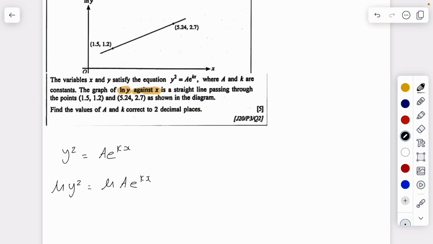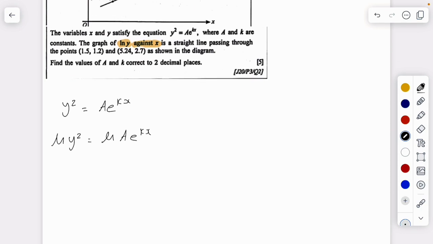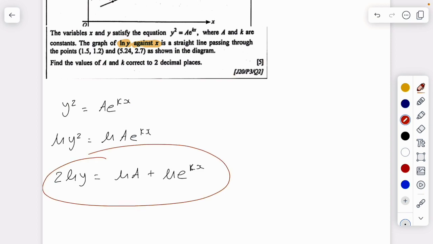And this then is the same thing as saying 2 ln y is equal to ln a plus ln e to the power of kx. Okay, now why is that the case? It's the case, guys, because of log rules.